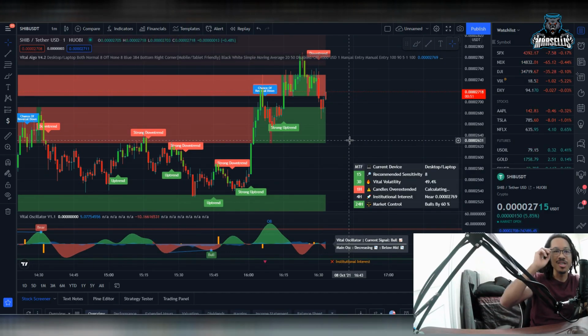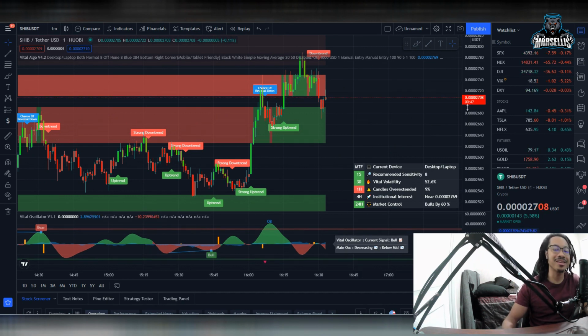We gotta go over Shiba Inu here today. We got a lot of stuff for Shiba Inu in the technicals and in the fundamentals. So we're gonna go over both of those today.